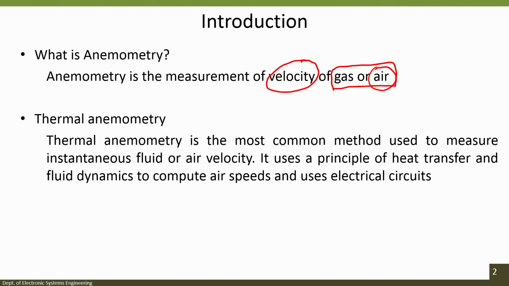Now, thermal anemometer. There are various types of measurement techniques used to measure the velocity or the speed of the fluid. Thermal anemometer is one such class, which is a common method to measure the instantaneous flow of fluid or air. Now, how does this measure the velocity? The term thermal here indicates heat. So, based on the heat transfer and the fluid dynamics, you can compute the speed of the air. When we are talking about the speed of the air, it's just the magnitude. In case you want to study the velocity, then you need to consider the measurement parameters in order to understand the direction of the flow of the fluid. And it uses electrical circuits. So let's study in detail about the thermal anemometer.